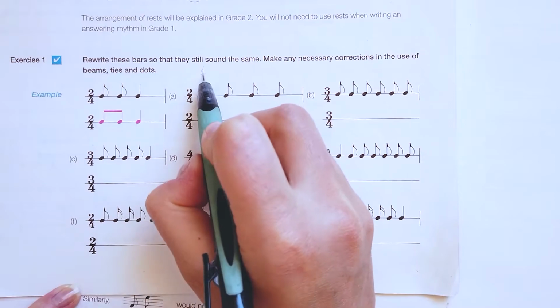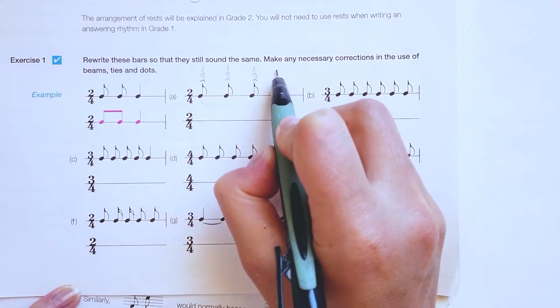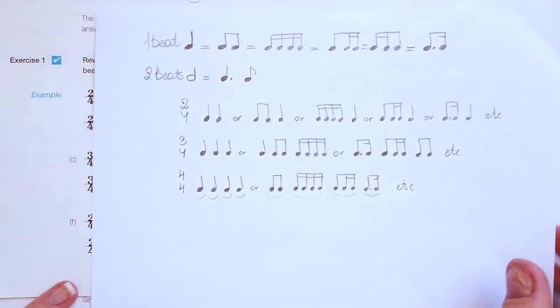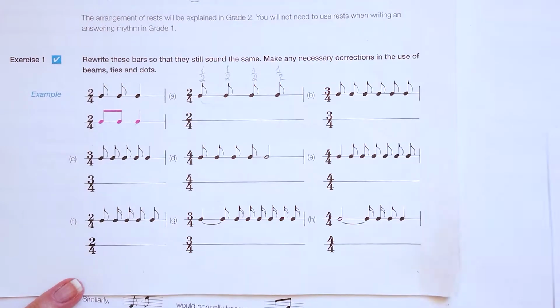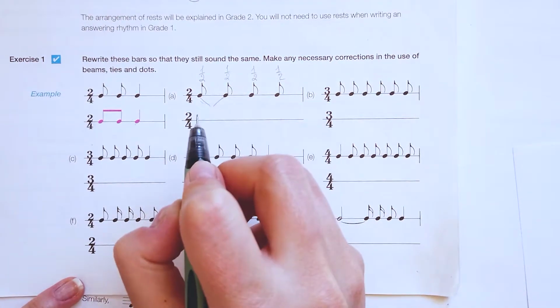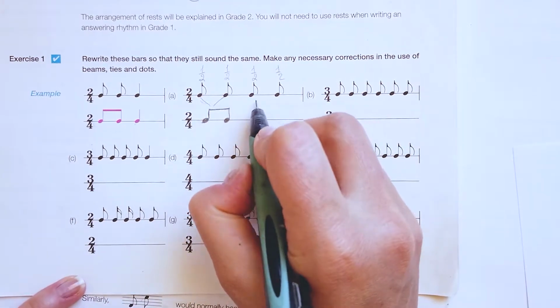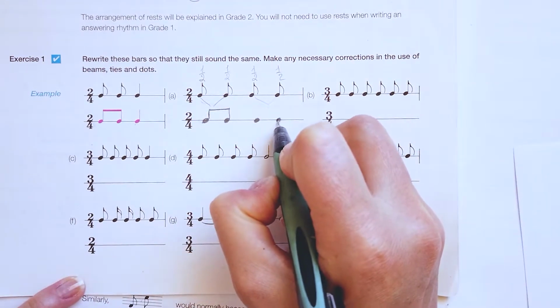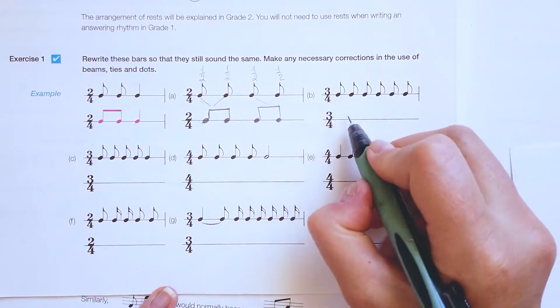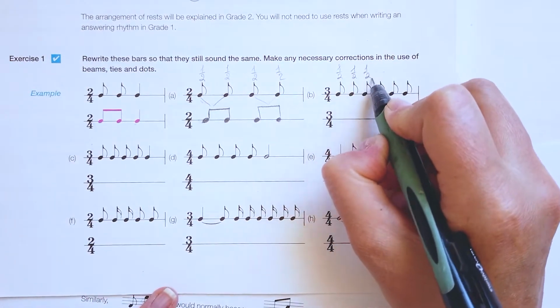So we have 2 halves, anyway 4 halves, and in time signature 2/4 we have to join them by 2 together to get the time of a crotchet for each beat. So we join the first 2 together and the next 2 together. In time signature 3/4 we have to show 3 separate beats.